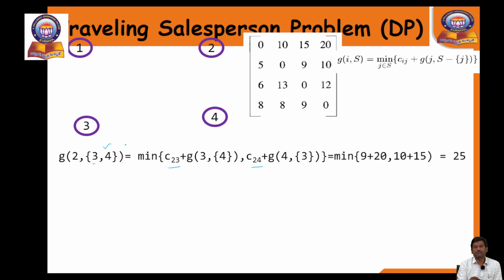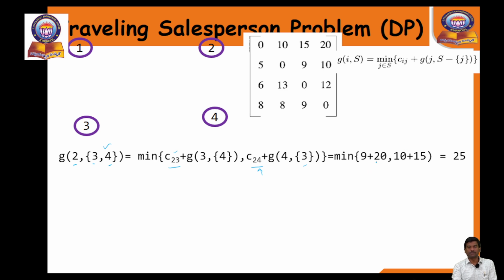From 2 we can reach 3, and from 2 we can reach 4. Substitute the remaining values in your formula, that is plus g of j comma s minus j, that is C23 plus g of 3 comma, where j is equal to 3. So g of 3 comma, if you exclude that one, the remaining vertex present is 4. In the second part, i value is equal to 2 and j value is 4. You are finding the minimum between these two, and then plus g of 4, because j value is equal to 4, and after excluding this, the remaining vertex will be 3.